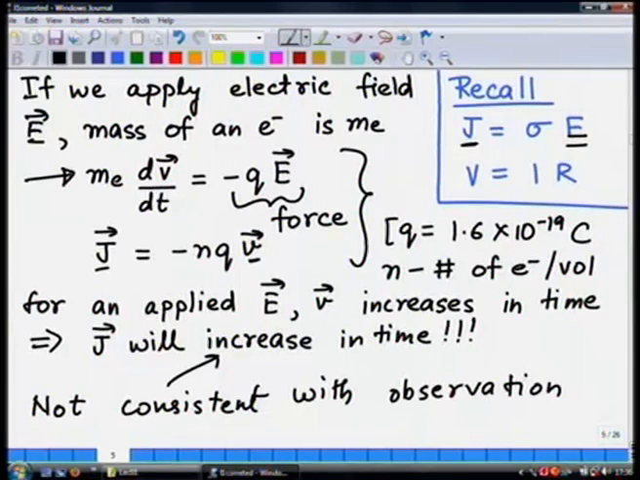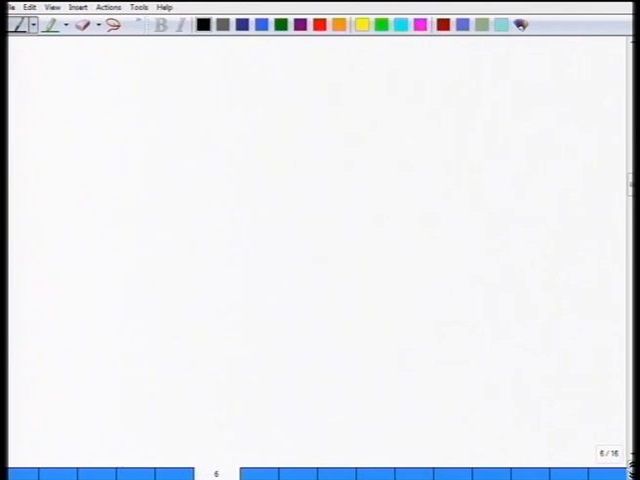This is not consistent with observation. So what is going wrong? Let us start looking at why this happened. What is wrong? I will suggest that we can reconcile our problem if we introduce some kind of damping. Let me explain that a little further.